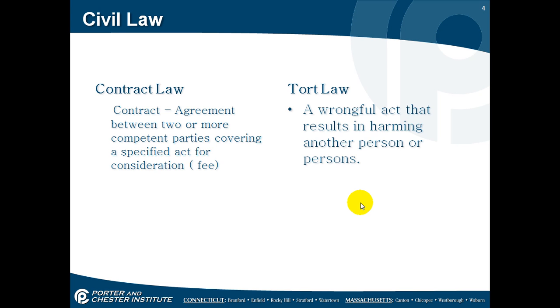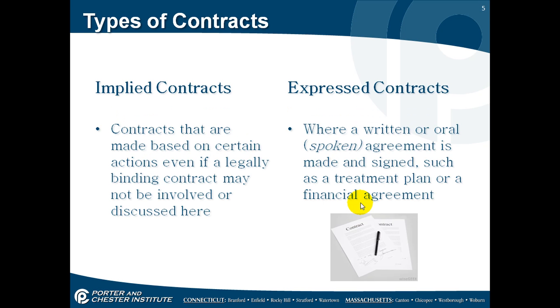In civil law, you will have contract law and tort law. A tort is a wrongful act that results in harming another person or persons, and a contract is an agreement between two or more parties that says you're going to do something, normally for X amount of money. You'll always see contracts in the dental office: we're going to do some ortho, this is what we're going to do, this is how long it's going to take, this is how much it's going to cost. Sign the contract. There are implied contracts and express contracts.